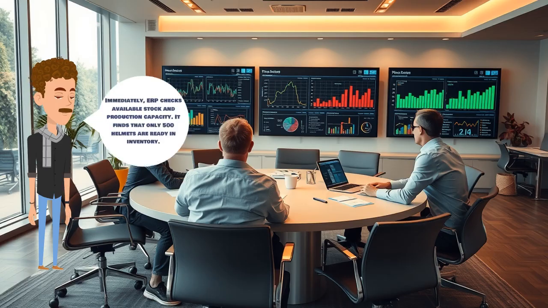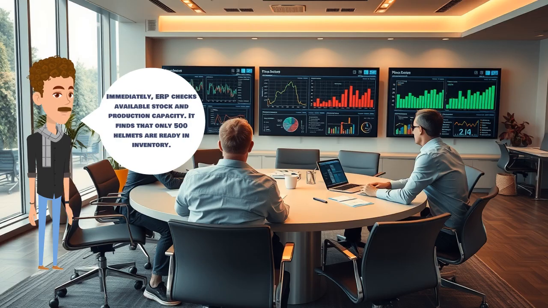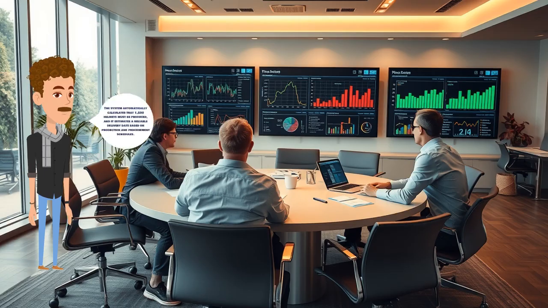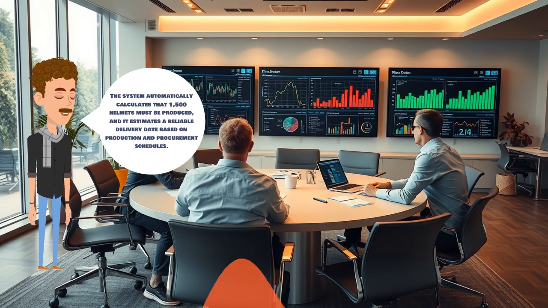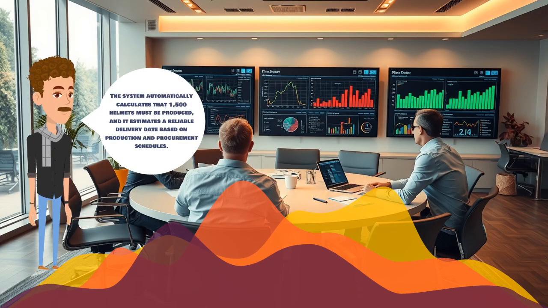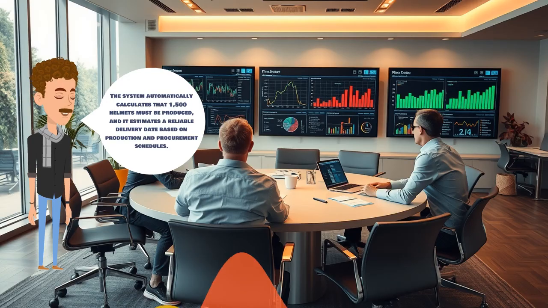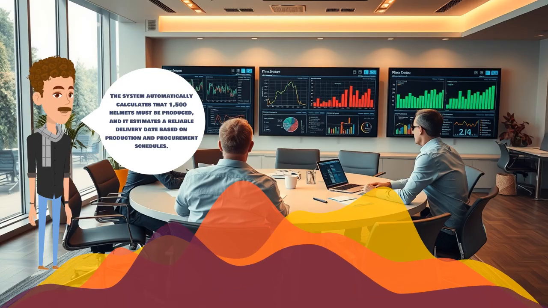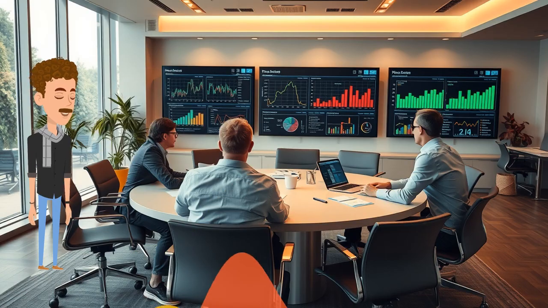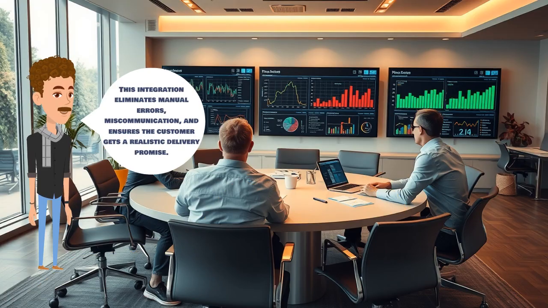Immediately, ERP checks available stock and production capacity. It finds that only 500 helmets are ready in inventory. The system automatically calculates that 1,500 helmets must be produced, and it estimates a reliable delivery date based on production and procurement schedules. This integration eliminates manual errors, miscommunication, and ensures the customer gets a realistic delivery promise.